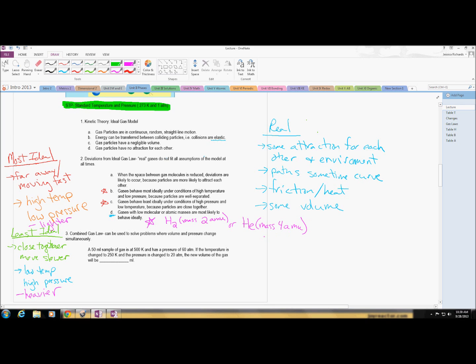The next smallest gas would be nitrogen, and it has a mass of 28. So hydrogen and helium, definitely the little tiny small gases. Those are the ones that are going to behave most ideally.